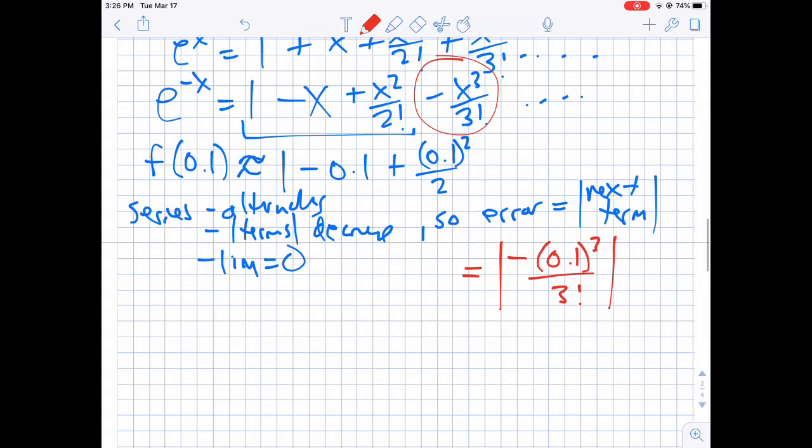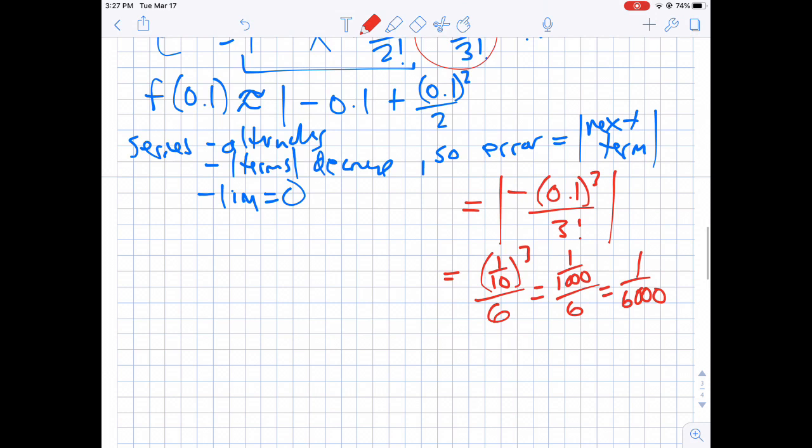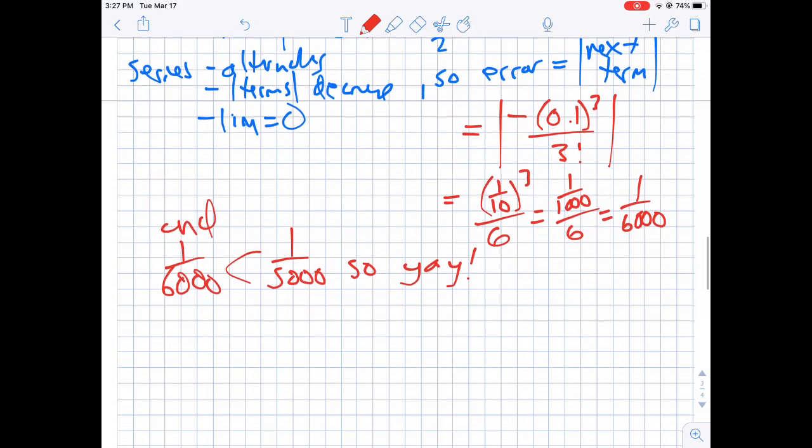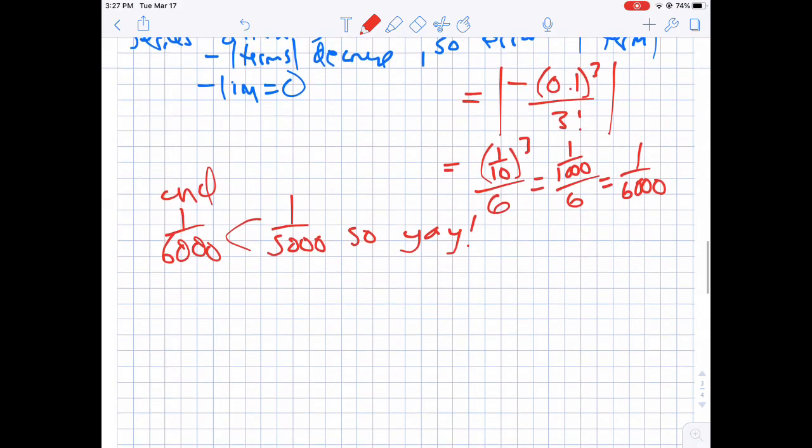Okay, so let's write that as a fraction. So that's 1/10 cubed divided by 6, which is 1 over 1,000 over 6, also known as 1 over 6,000. Okay, now the problem asked me to show that the error was smaller than 1 over 5,000. If you don't get something smaller than 1 over 5,000, you screwed up. And we know that 1 over 6,000 is actually smaller than 1 over 5,000. So, yay, we're done. Okay, so that's the gist of these problems, really. The key is just look at the next term. Literally just look at the next term, plug in whatever x value if it's a Taylor series, but just look at the next term.